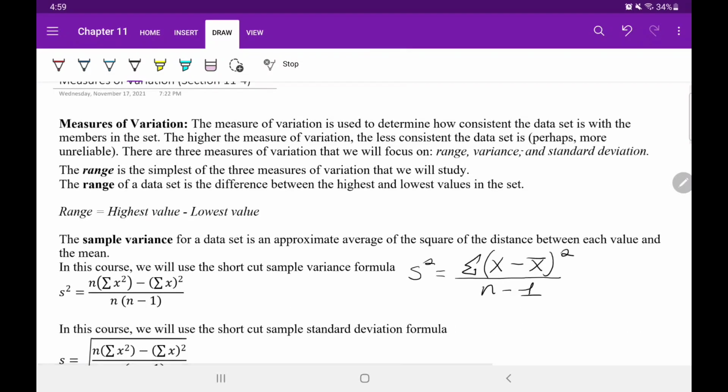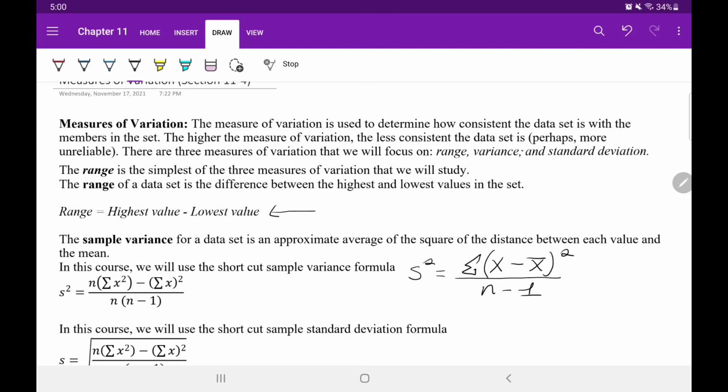The range is the simplest of the three measures of variation that we will study. And the range is pretty simple. The range of a data set is the difference between the highest value and the lowest value in your data set. Pretty straightforward. And the formula to find the range is listed below. It is the highest value minus the lowest value.